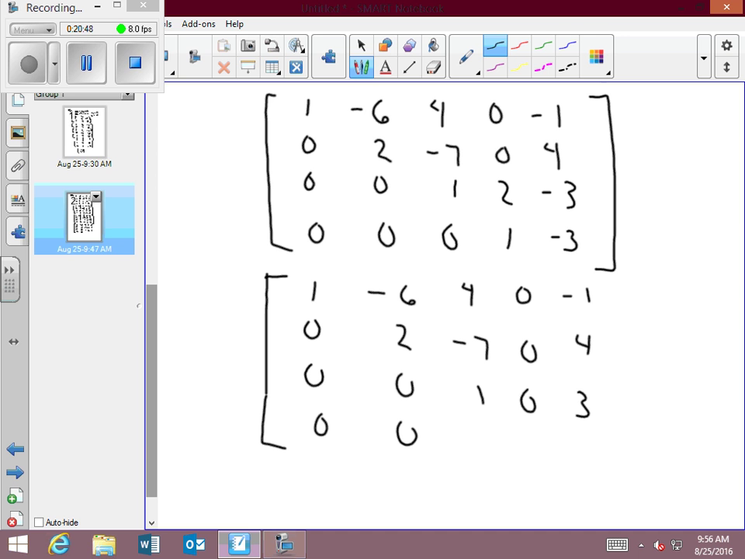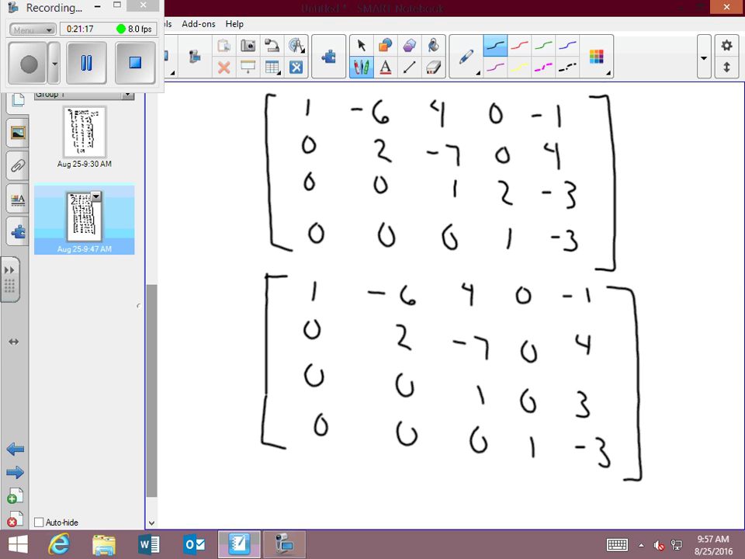Zero, 0, 0, 1, -3. I want you to know that we've already found a couple things. We found x1, x2, x3, x4. x4 is actually -3. x3 is 3. So we're well on the way of getting a solution to this problem.